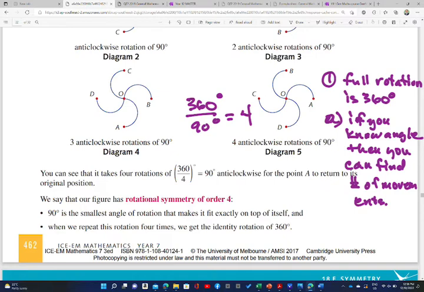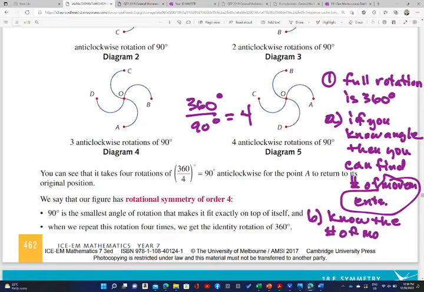So what's that last word on that? Movements. Just ran out of room. All right? So if you know the number of degrees, you simply divide by that number of degrees, and that'll tell you how many times you'll have to move it to get a full rotation. Secondly, if you know the number of movements to make a full rotation, then if you divide by that number, you can find the degrees.